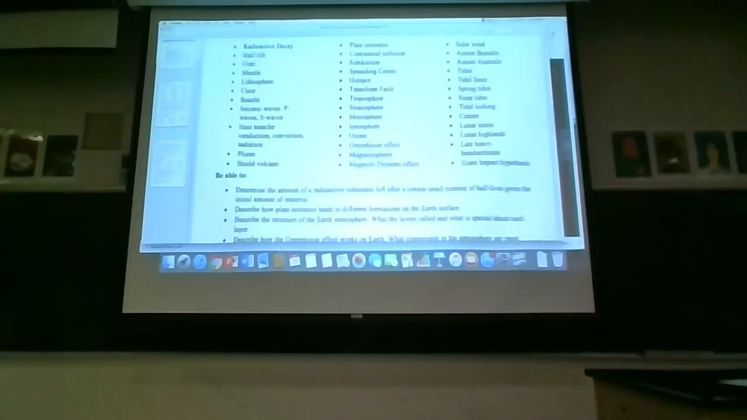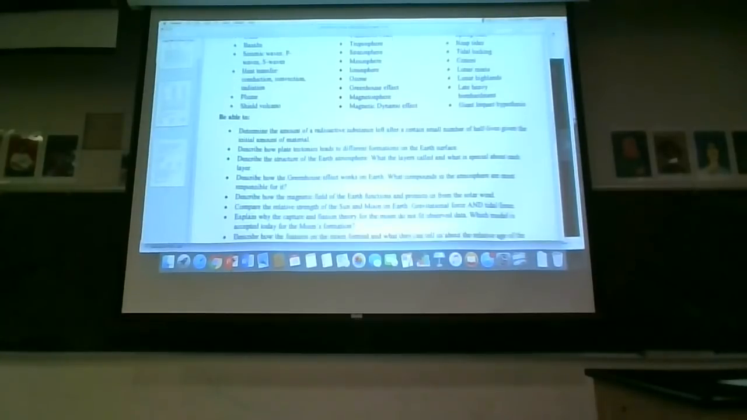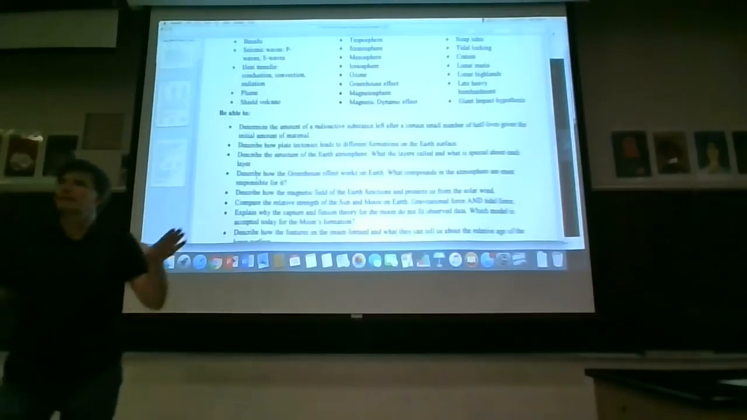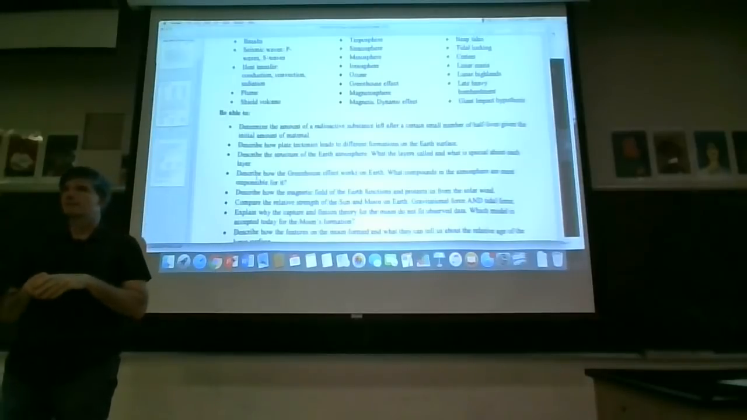Determine the amount of substance. I did that with you already. Okay. Determine how plate tectonics lead to different formations. I think I did that too. One more time. Continental collisions form new mountains. Subduction forms new mountains as well, but not quite as tall, right?